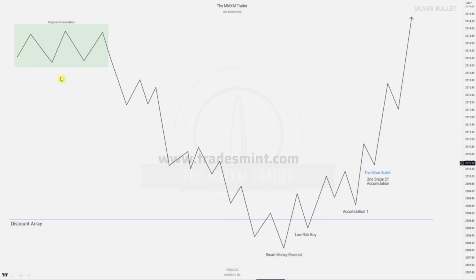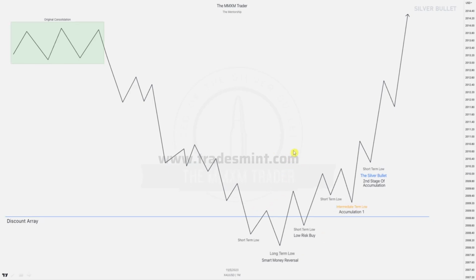We've got that again original consolidation up here, right? And then hitting a key level once again where the smart money reversal should occur. Now breaking structure up here, and then the first area over here, that is the low risk buy in a market maker buy model. We're not looking for this, we're looking for that second stage of accumulation in this market maker buy model.